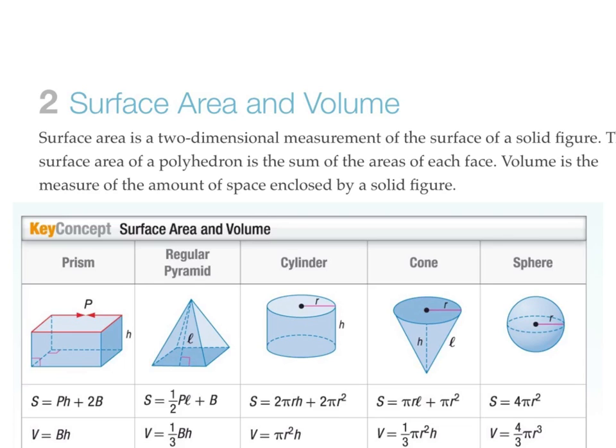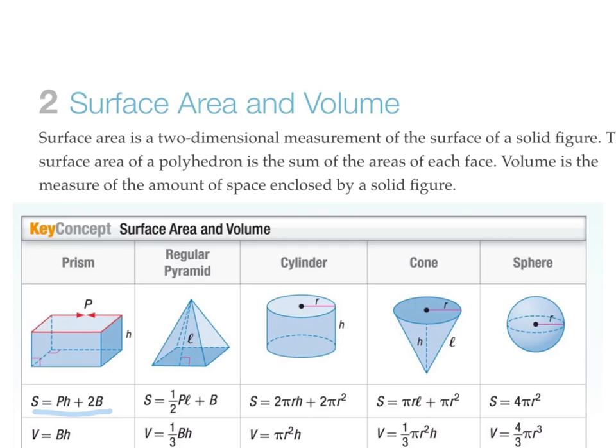Okay, let's have a look at the prism. First of all, we've got P. P stands for the perimeter around the outside. Normally in textbooks, it's the perimeter around the base. It doesn't always have to be that, you will still get the same answers. H is the height, and 2B is 2 times the area of the base. So be careful, because one is the perimeter, one is the area of the base.